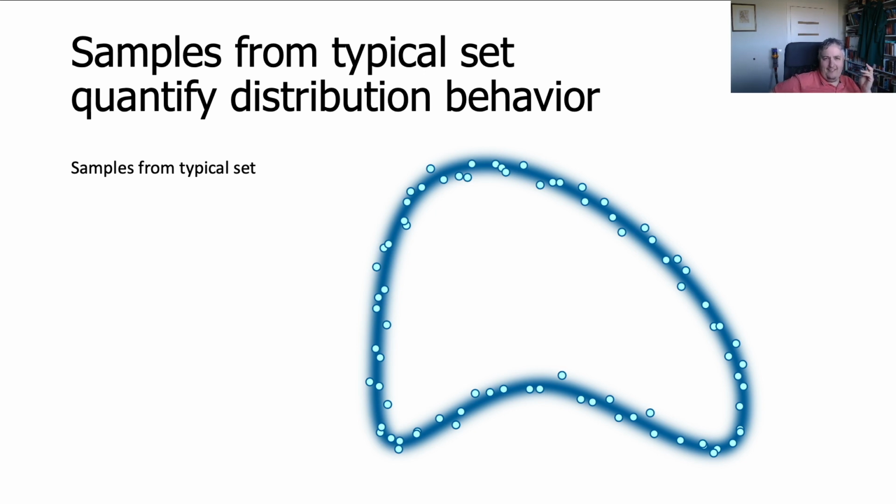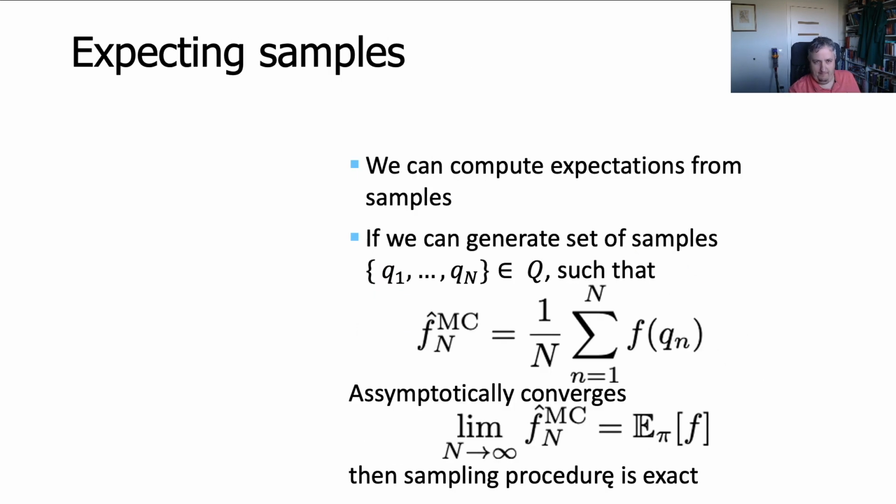However, assuming that we can get samples from the typical set, then we can very well quantify the distribution behavior, because sampling the typical set allows us to get the most important behavior of the distribution. If we could compute those points deterministically, and know what the shape of the typical set is, we could just get points from there in any way, that would be great. Unfortunately, it cannot be done. So we have to get samples from the typical set.